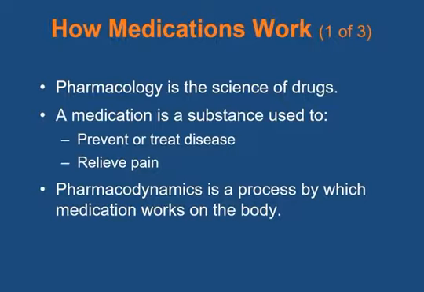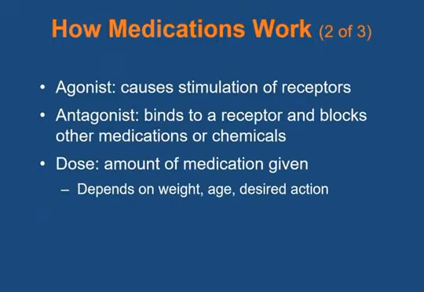Different types of receptors are located throughout the body. These are sites on cells where medications or chemicals can bind and produce an effect. When medications are given, they bind to these sites and either stimulate the receptors to produce an effect or block the receptors to prevent other chemicals or medications from binding. A medication can either increase or decrease normal function of the body. An agonist is a medication that causes stimulation of receptors. An antagonist is a medication that binds to a receptor and blocks other medications or chemicals from attaching.